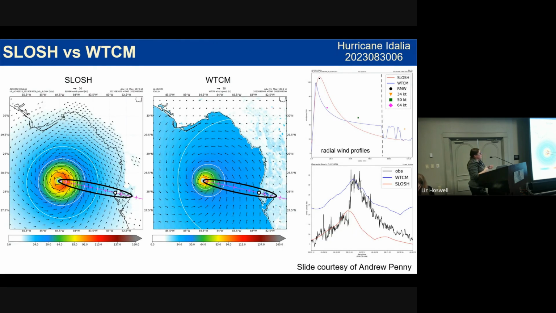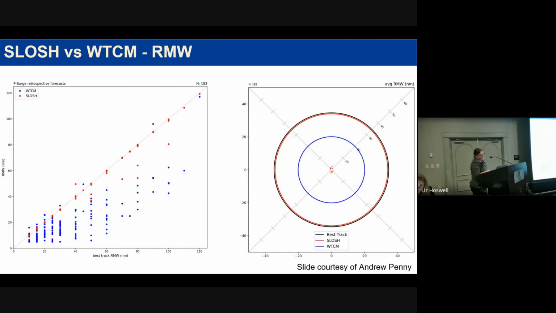And the WTCM is a lot smaller in terms of the RMW. However, it is a lot closer to the 34 knot wind radii. And then you can see on the bottom right the observed winds. So next slide, please. This is just a continuation of that, where you can see that in general with the RMW, the WTCM RMWs are too small, and the SLOSH are pretty much right on the dot by definition, basically.